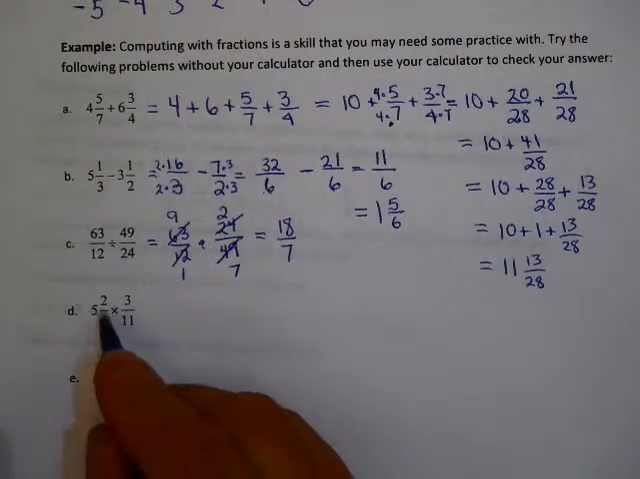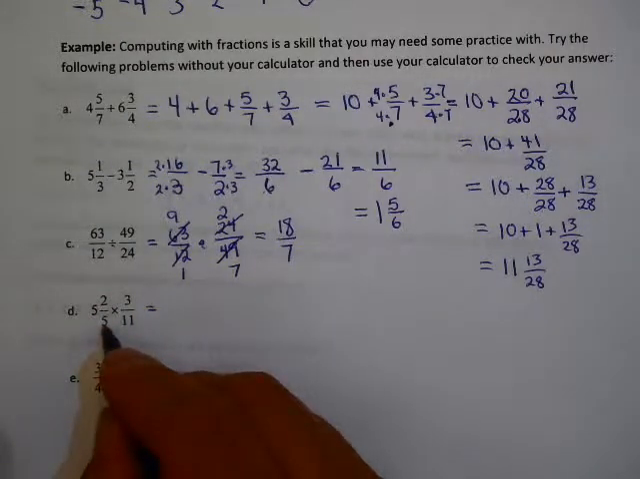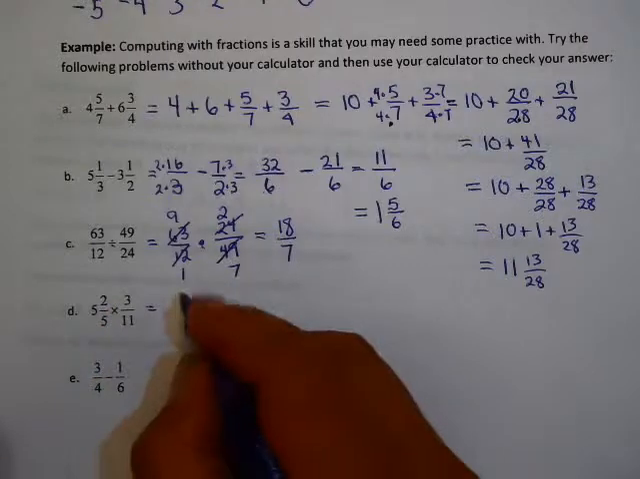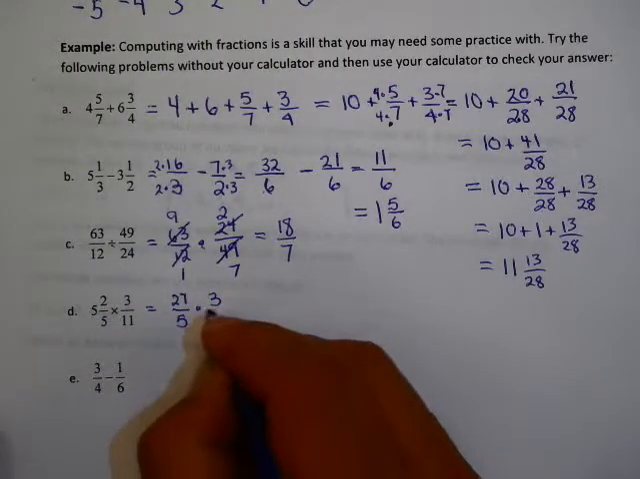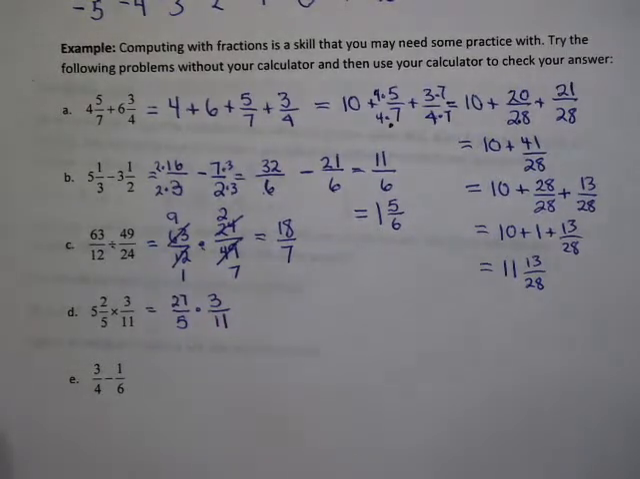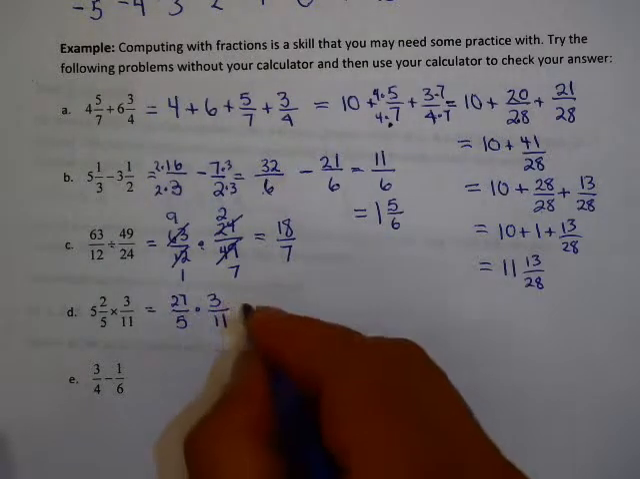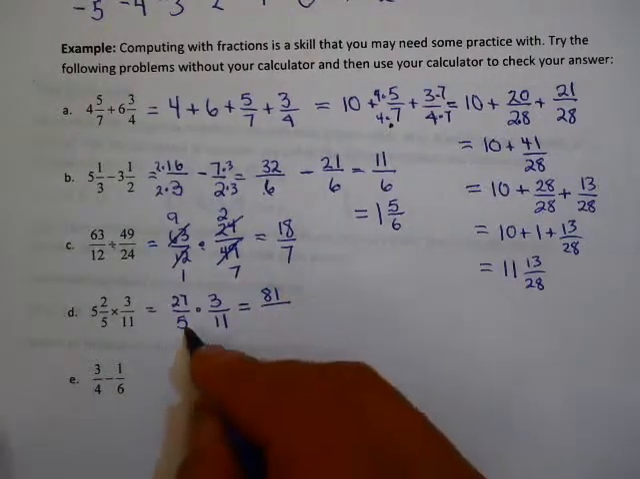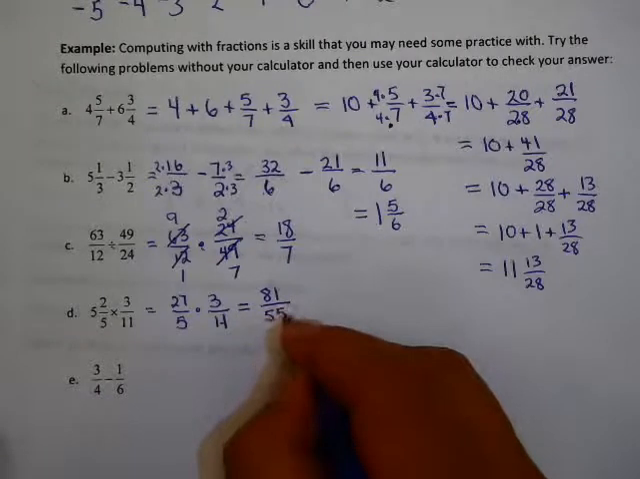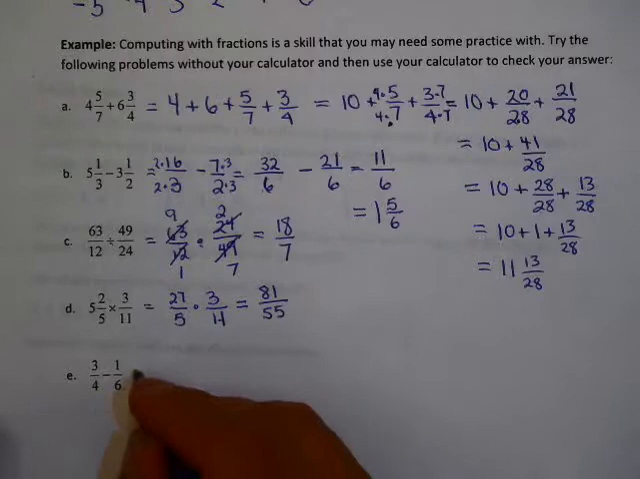Again, with multiplication with mixed numbers, I like to convert them to improper fractions. So this is 5 times 5, or 25, plus 2 is 27. 27/5 times 3/11. Okay, so this one you'll notice there really isn't anything that I can divide out. There are no common factors with these numbers. So I'm just going to do 27 times 3, or 81, over 5 times 11, or 55. And again, I'm going to leave that as an improper fraction. Most of the time, we like to do that.